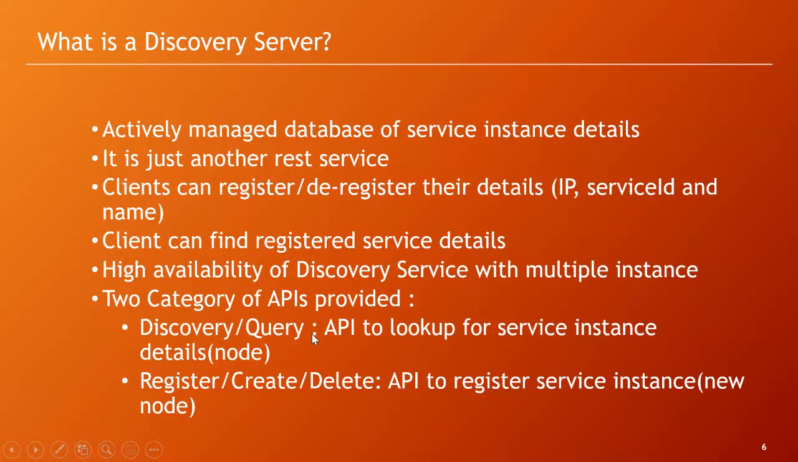Two types of API are provided by the discovery server. One is for lookup, which is the discovery or query service API to look up service instance details. Second is register, create, or delete, the API to register a service instance. So this is what exactly a discovery server is.